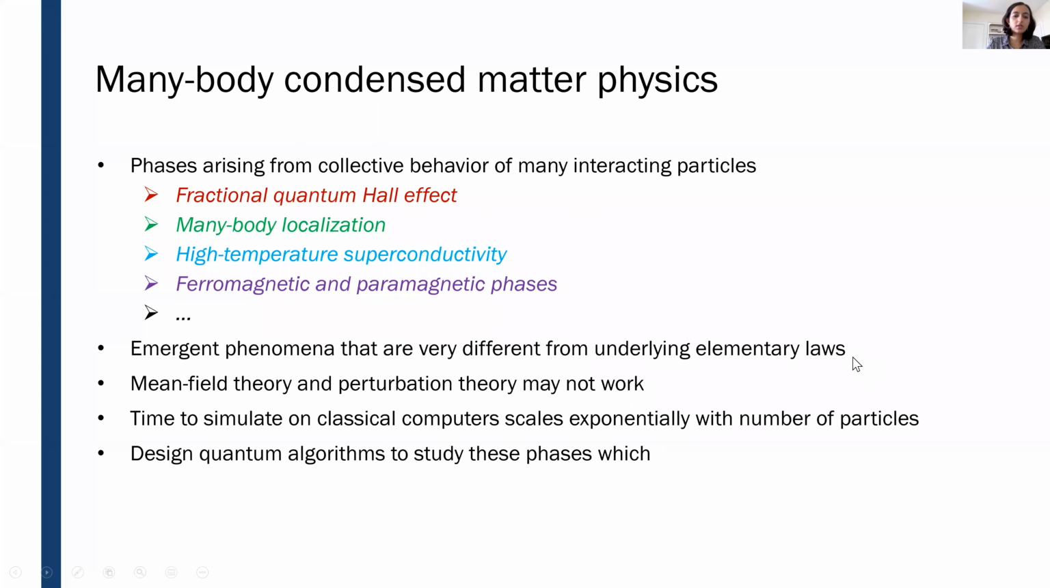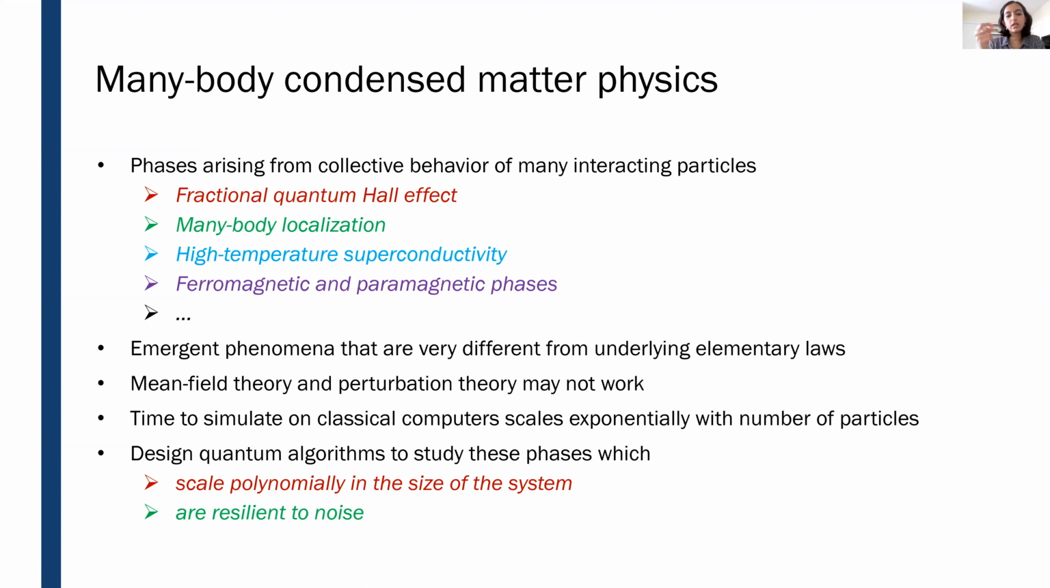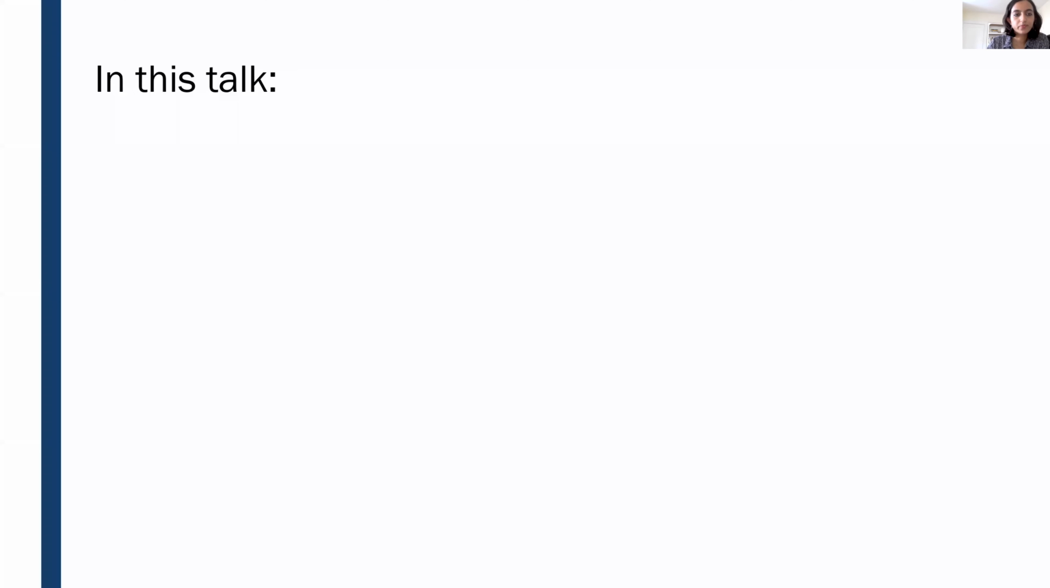Because the size of the computation will scale exponentially with the number of particles in the system. So instead, we hope that we can design quantum algorithms to study these phases on quantum computers. And for these quantum algorithms, the conditions are that we want the algorithm to scale polynomially in the size of the system, and we want it to be resilient to noise, right? Because quantum computers are inherently noisy.